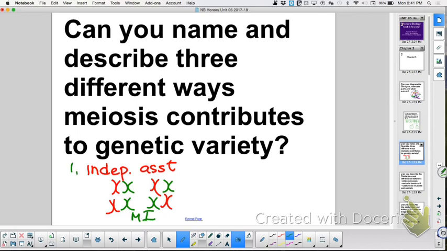Okay, number two is crossing over. So that's when they're doing synapsis like this. You could exchange a piece of the sister chromatids, right? So you're exchanging the same kinds of information, but it could be a variation of that form, because if the green chromosome came from mom, then the red chromosome came from dad. Good job. Okay, and what is the third way?